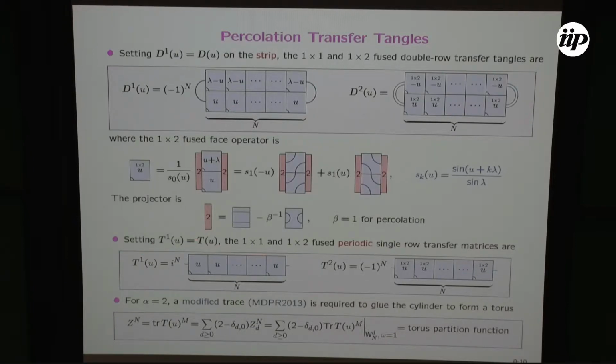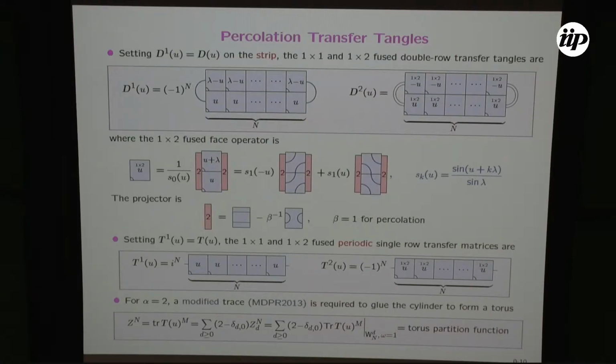Similarly, for the periodic situation, we have a fundamental transformation which we denote by T1. That's the usual transfer matrix. We use a normalization i to the n now. The spectral parameter is just u, and now we have periodic boundary conditions, and the system size is n. And now we can form the fused object, where we just replace these weights with their 1 by 2 counterparts, and we get the T2 higher level fused single row transfer matrix, and now a convenient weight is minus 1 to the n.